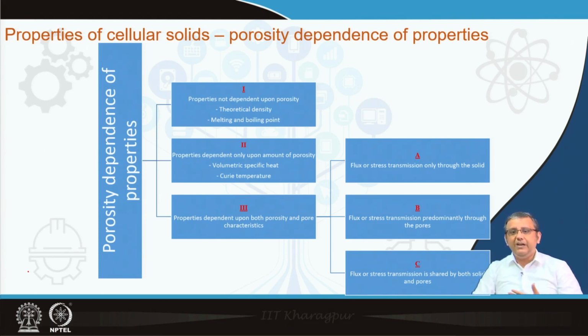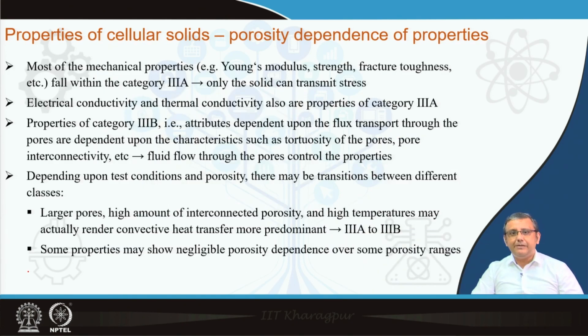And then in group C, we have where the flux or stress transmission occurs both through the solid and the pores inside the sample. So, as I mentioned, most of the mechanical properties like the Young's modulus, fracture strength, flexural strength, fracture toughness, and also the thermal properties like thermal conductivity, electrical conductivity, etc., they are the properties of category 3A. That means, for these properties we need to know both the amount of porosity and the porosity distribution.